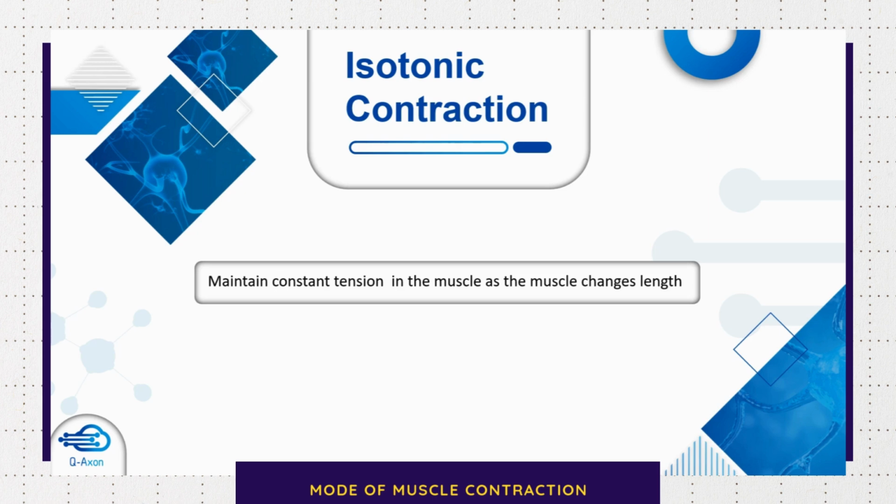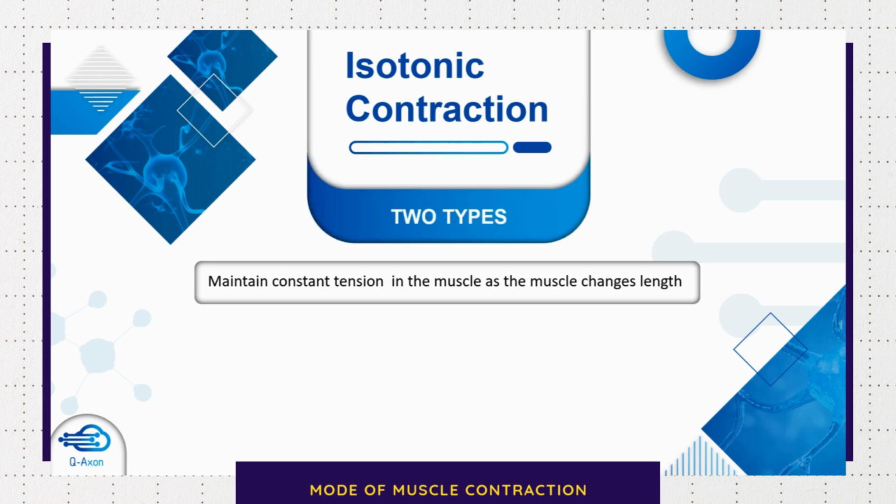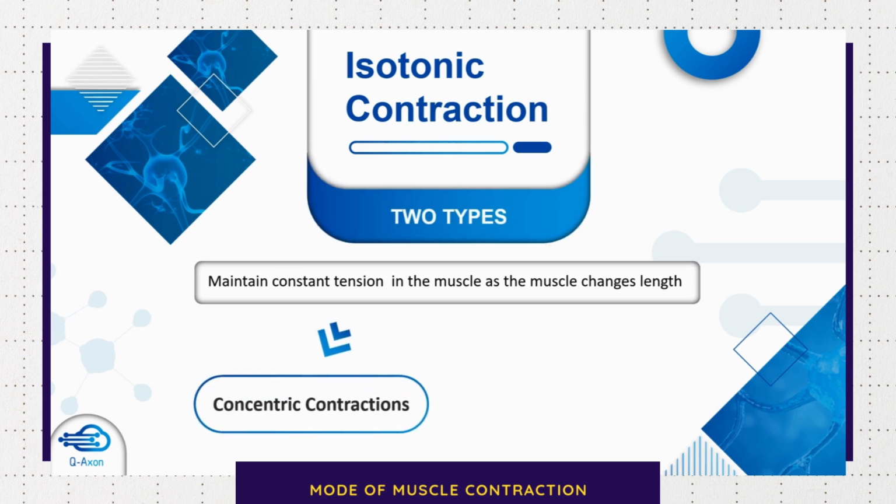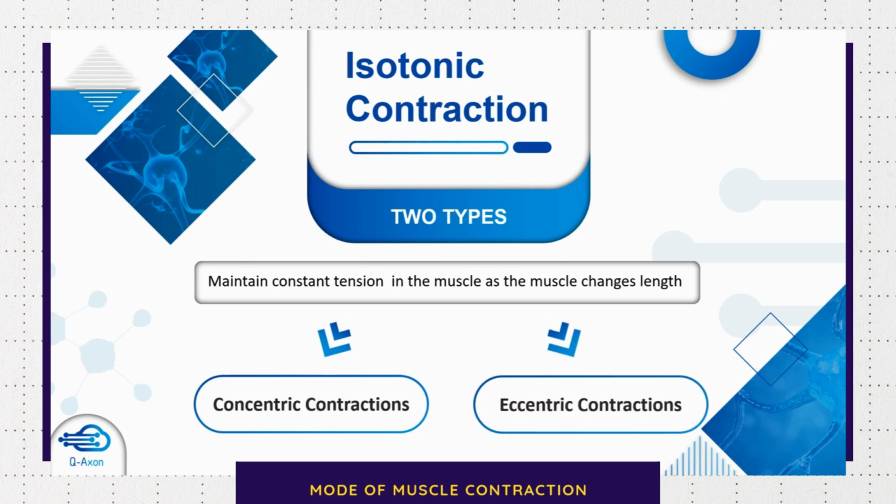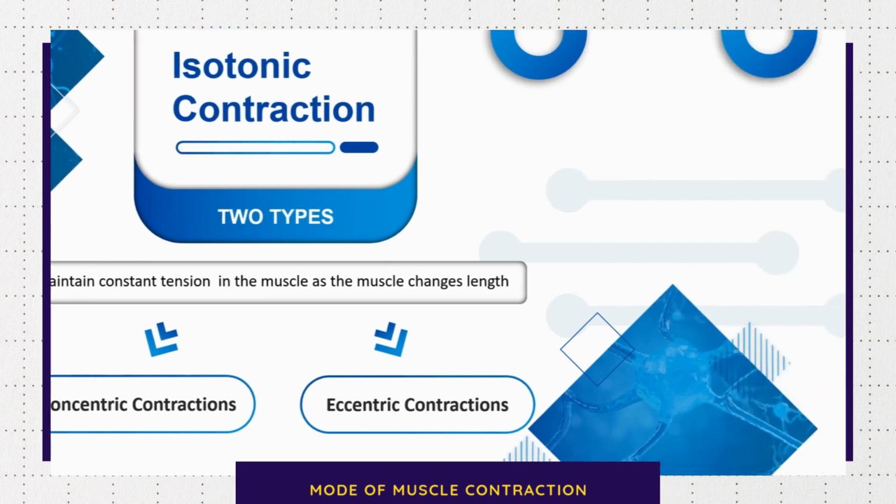its length. Now sometimes the length has to decrease, and then we call that concentric contraction, and sometimes the muscle elongates, and then we call it eccentric contraction. So isotonic contraction can be divided into these two types, that is concentric and eccentric contractions.